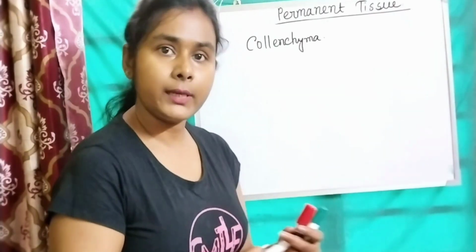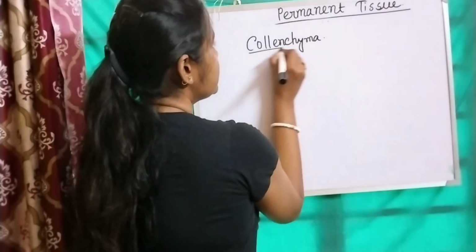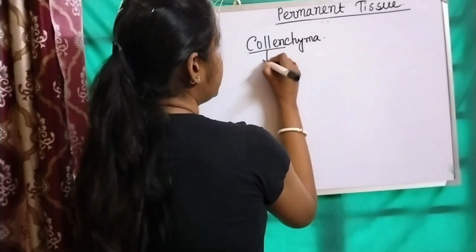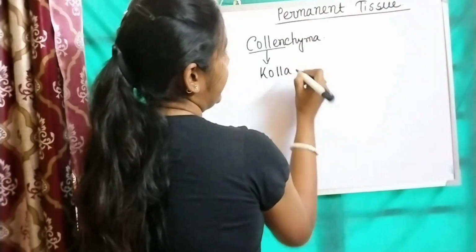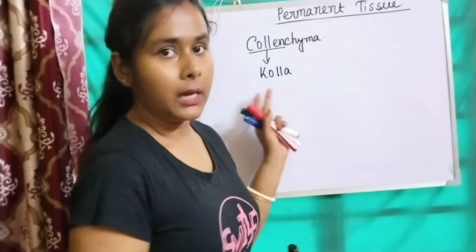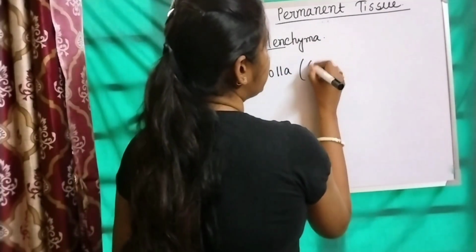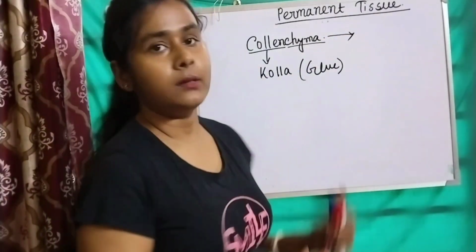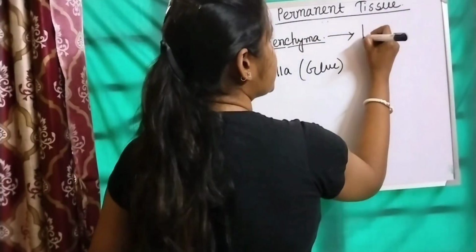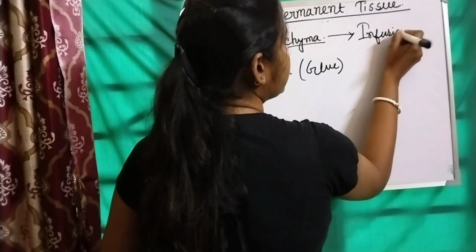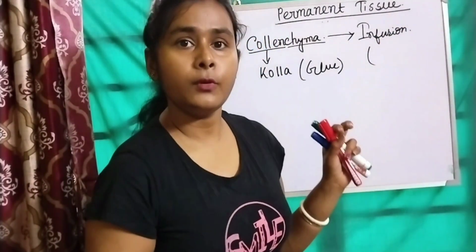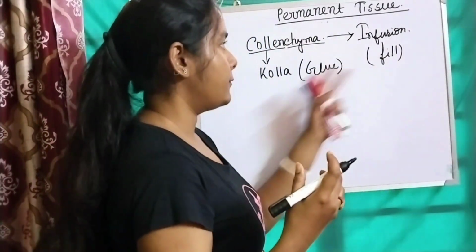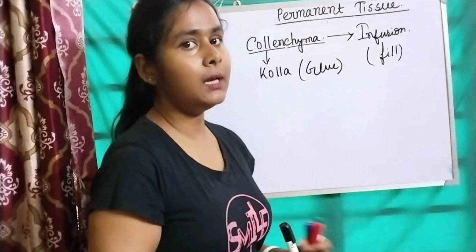So what is the meaning of the collenchyma? Okay, collen, here you can see collen. This word comes from a Greek word that is called kolla. The meaning of kolla is glue, and chyma means infusion, and the meaning of infusion is fill. So glue-like cell that fills up the tissue is called collenchyma tissue.